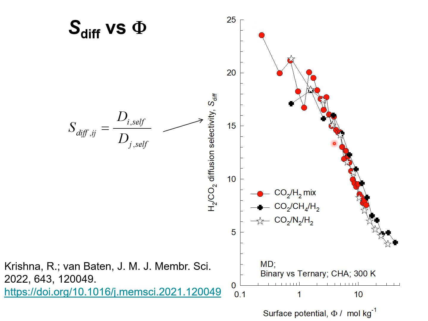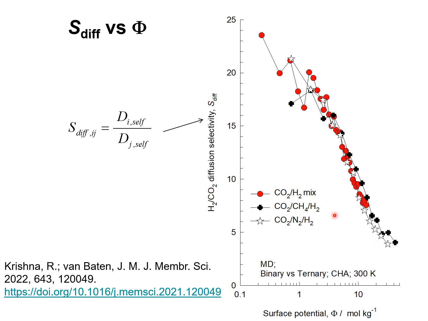The red circles show the MD data for the binary mixtures of CO2 and hydrogen. The pluses represent the corresponding diffusion selectivity in a ternary mixture consisting of CO2, methane, and hydrogen. And the stars represent data for hydrogen-CO2 diffusion selectivities in a ternary mixture consisting of CO2, nitrogen, and hydrogen.